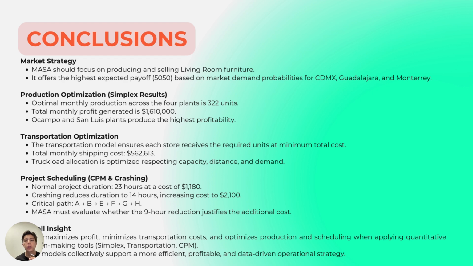For product optimization, using the simplex method, we found the optimal monthly production is 322 units, generating 1.61 million pesos in profit. And for the transportation model, the most efficient distribution plan costs 5,602,630 pesos per month, meeting all the city requirements.